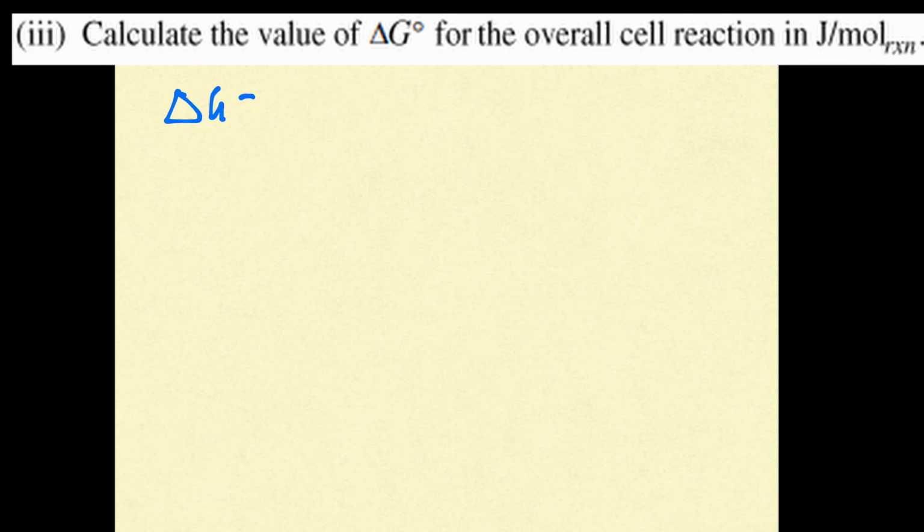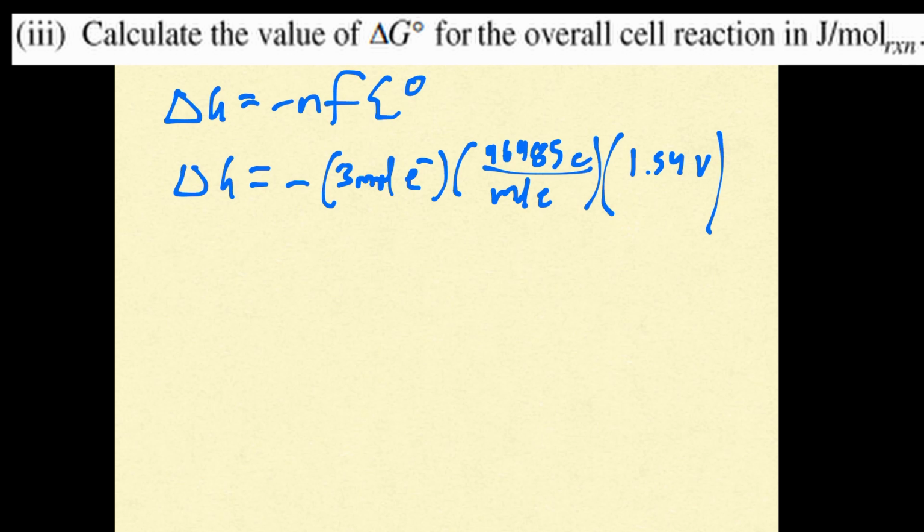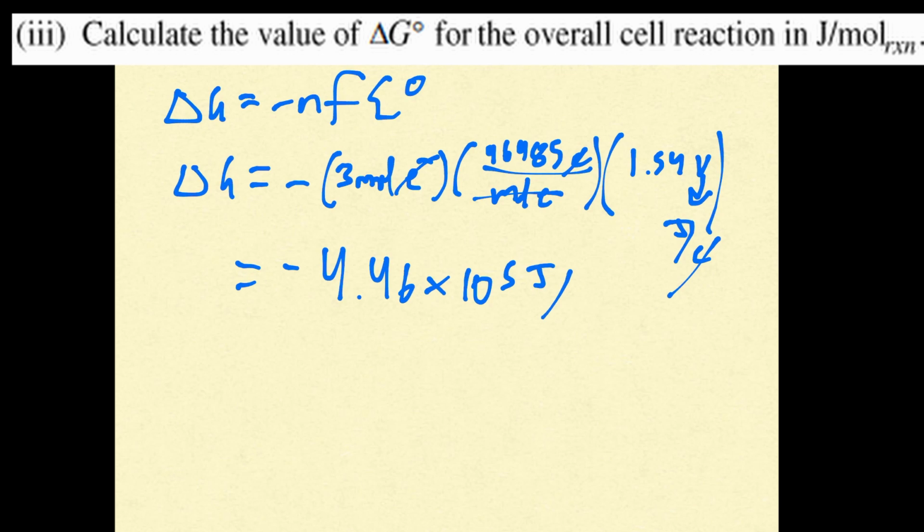For this question, we can use our equation delta G0 equals negative nFE0. For this, we have our negative n, we have our F, and we have our E. We have 3 moles of electrons per 1 mole of reaction. We have our F, which is our Faraday constant of 96,485 coulombs per mole, and we have our E0, which we got from the question, is 1.54 volts. Volts are also known as joules per coulomb, so all the units cancel out. Once you do that, you get that the delta G is negative 4.46 times 10 to the 5th joules per mole.